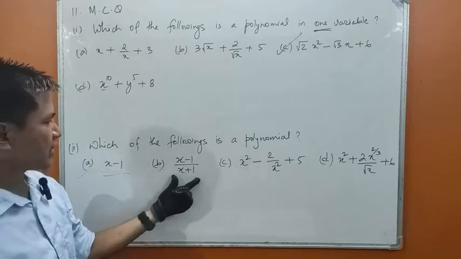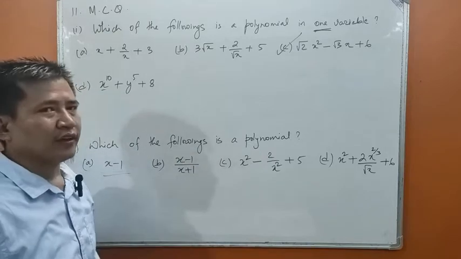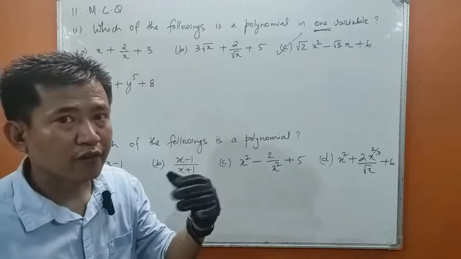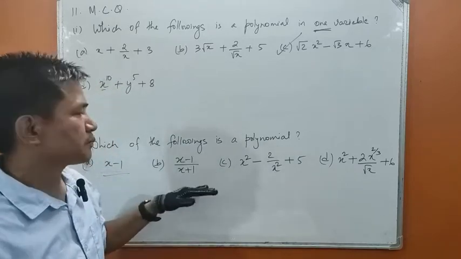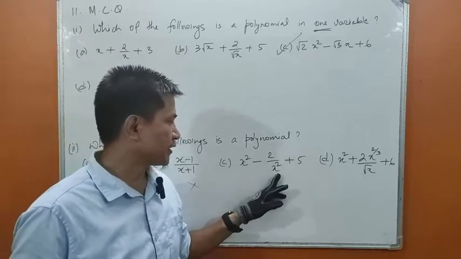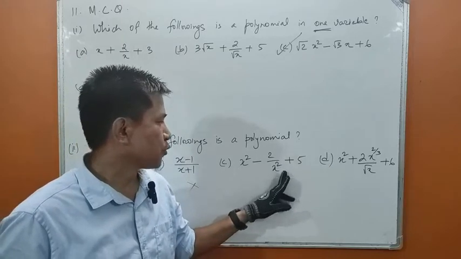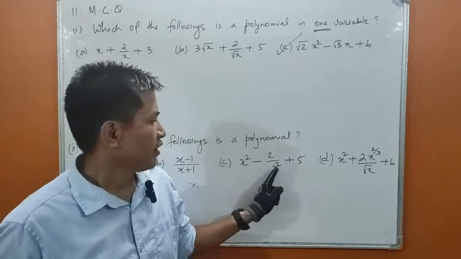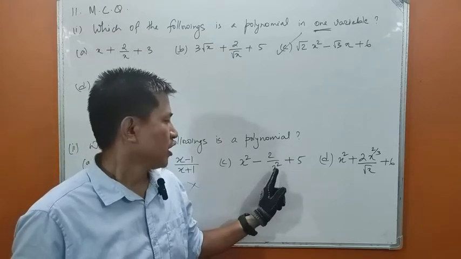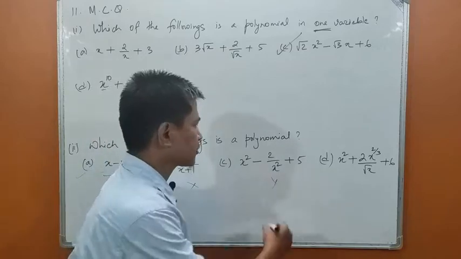So this cannot be the answer because the variable is in the denominator. When we take it to the numerator, the sign of the power of the variable changes to negative. This means this cannot be a polynomial. The same thing applies here: x square, when we transpose this x square to the numerator, the power changes to x to the power minus 2. So the power of the variable becomes negative. This means this is not the option.